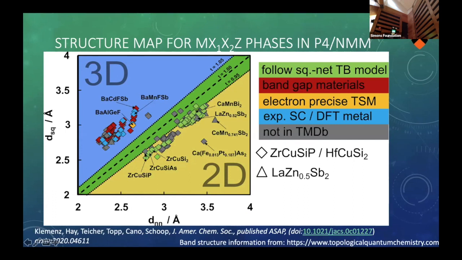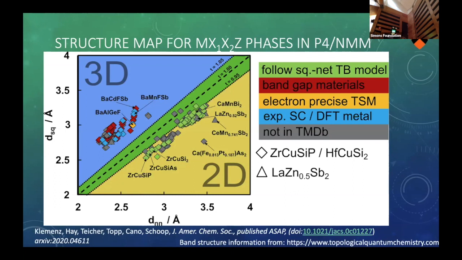So all these green materials are here in the yellow regions. And then all the red materials have a band gap on topologicalquantumchemistry.com. And all the blue ones are metals on topologicalquantumchemistry.com. But if you Google this compound name with band gap, you find an experimentally determined band gap. So these materials are known to be semiconductors or insulators, but DFT does not give the right result for them.